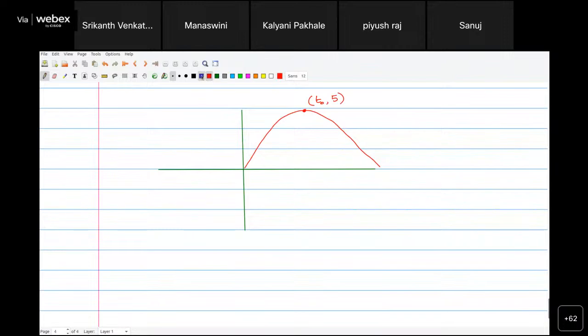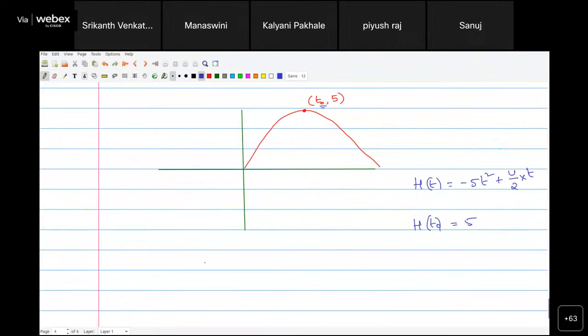In the equation, h of t is equal to minus 5t square plus u by 2 into t. So this is the height equation given. What we know is that h of t naught is 5.